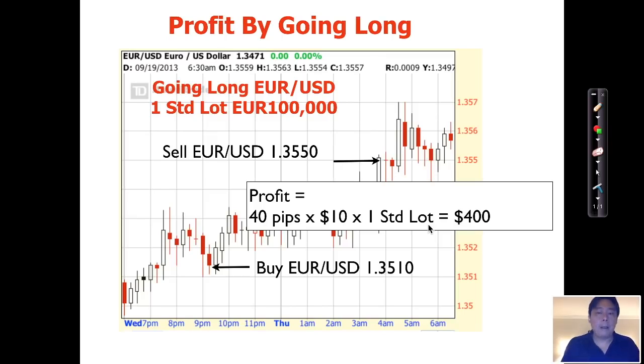Make sense? And we multiplied by the dollar value per pip. And the dollar value per pip for Euro USD, which you saw on the table, is $10, right? So 40 pips times $10 times one lot is $400, right? So in this case, you made $400. Okay, again, that is the dollar value per pip per standard lot.